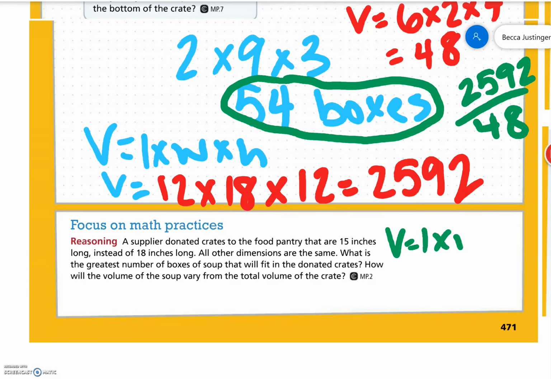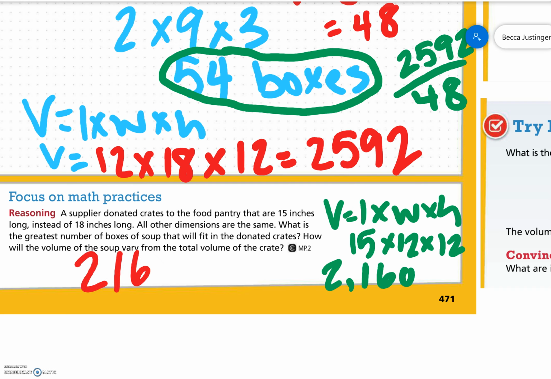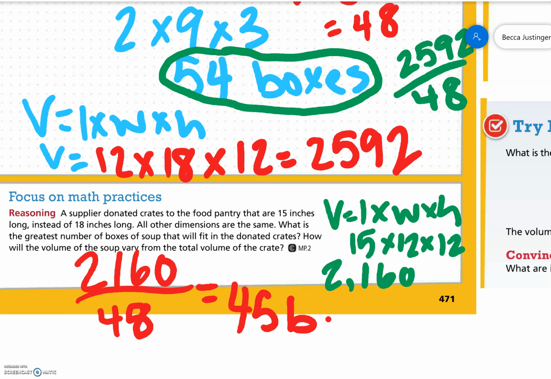So volume again, length times width times height. The volume of the crate is now 15 instead of 18. So 15 times 12 times 12. Get out my calculator. That gives us 2,160. We knew the volume would decrease for the big crate. Again, we can do the math. 2,160 divided by 48. So 48 is that volume of one box of soup. And that now gives us 45 boxes that we could pack.